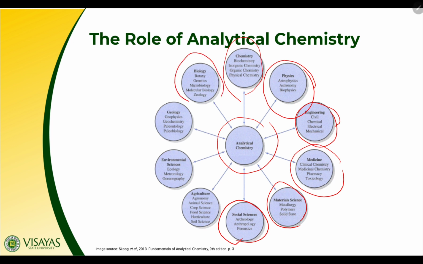Aside from that, we could also have biology, geology, and again, as what I have mentioned a while ago, the environmental science. For agricultural students, analytical chemistry is also very much useful, especially when you do crop science and food science, as well as soil science.